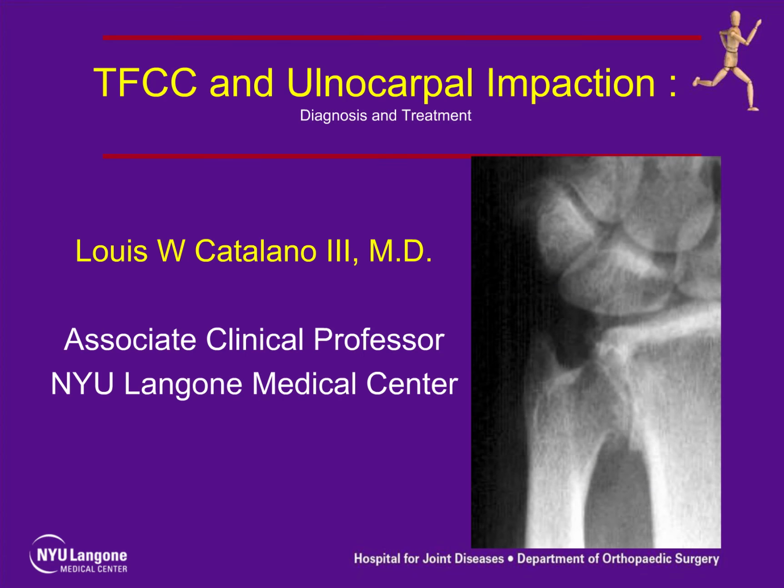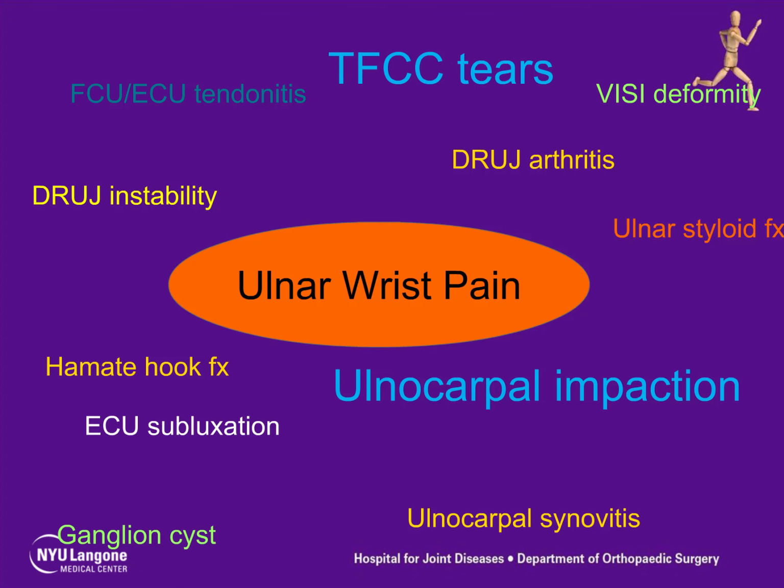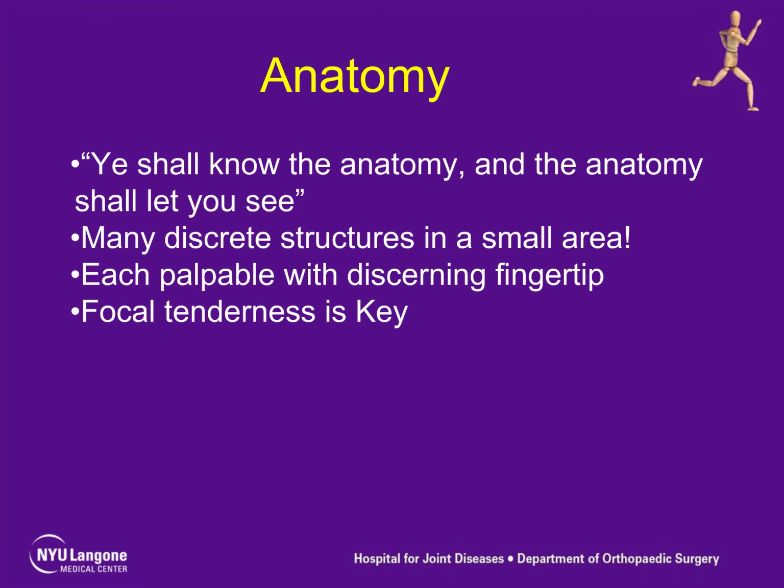Right. So there are myriad causes of wrist pain, and this is a list of some of them, probably not even all of them. So I'm going to speak on the two most common causes, which are TFCC tears and ulno-carpal impaction, and they are interrelated, and I'll explain how they are interrelated. People consider ulnar-side wrist pain the low back pain of hand surgery due to the complex anatomy.